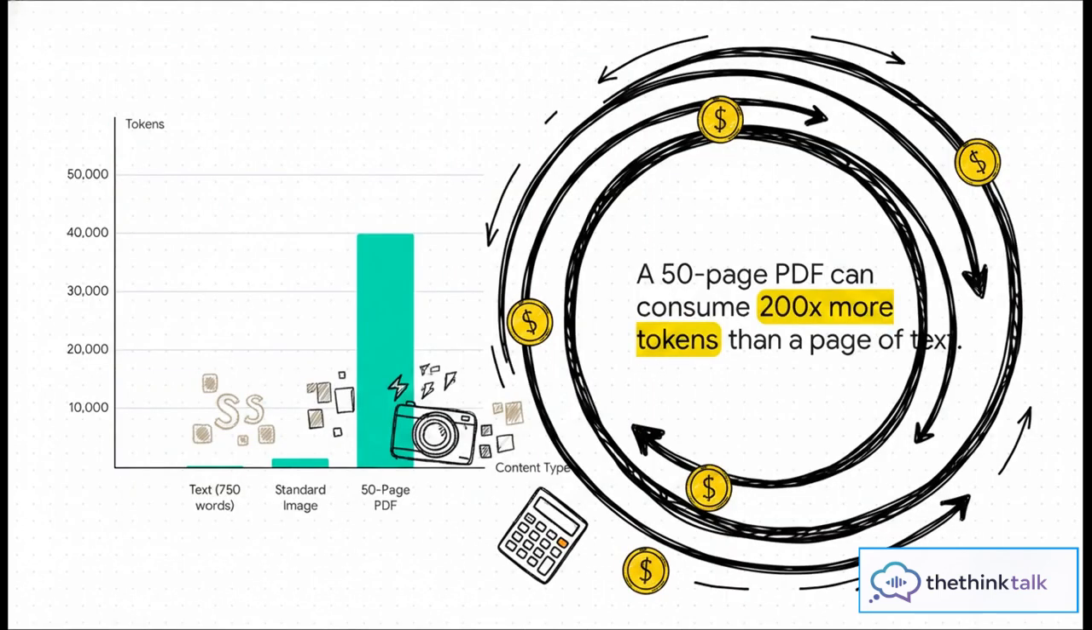Let's actually put some numbers on this, because it makes it really clear. A few paragraphs of text, right? That might only cost you a couple hundred tokens. But a single, standard image can easily set you back 1,500 tokens. And that 50-page PDF we were just talking about, you are looking at 40,000 tokens, maybe more. You can see how fast this adds up, and that's before the AI has even generated a single word back to you.